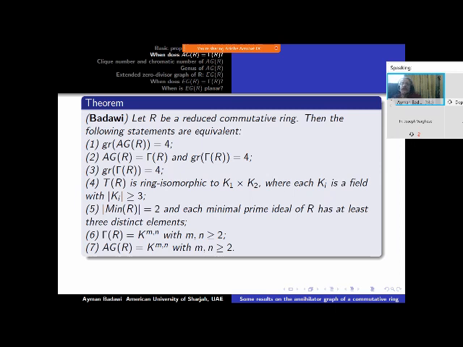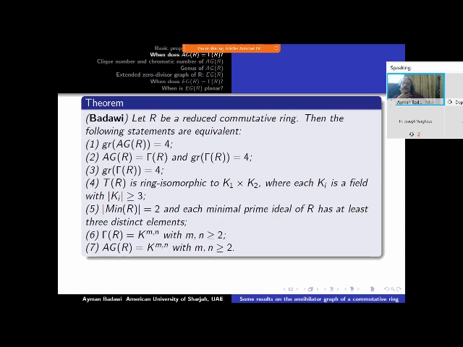I know something: if you know the girth of the annihilator graph, then I know that the total quotient ring is isomorphic to a product of two fields. And I know how my zero divisor graph and annihilator graph look like. They're going to be complete bipartite.